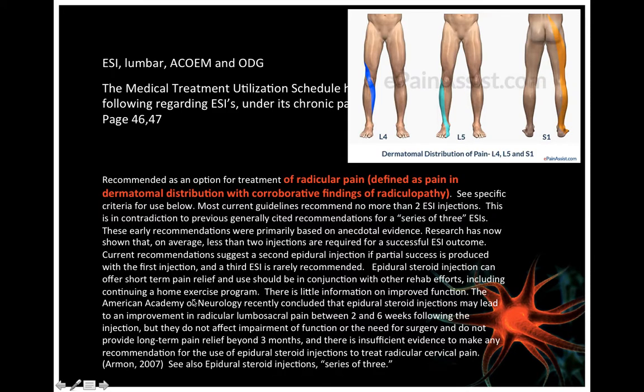The American Academy of Neurology, now neurologists are typically very conservative. They don't do these injections, so I don't know what the heck they're doing commenting on these epidural steroid injections, but maybe their opinion is more independent. They concluded that epidural steroid injections may lead to an improvement in radicular lumbosacral pain between 2 and 6 weeks following the injection, but they do not affect impairment of function or the need for surgery, and do not provide long-term pain relief beyond 3 months. Oh my goodness. Are you serious? So they can make you have improved pain, but it really doesn't make a whole lot of difference in the long run. This is a little bit of the controversial part, but I guarantee you, if you're a neurologist and you had a herniated disc and a lot of leg pain, you're going to want that nerve injected to calm it down.